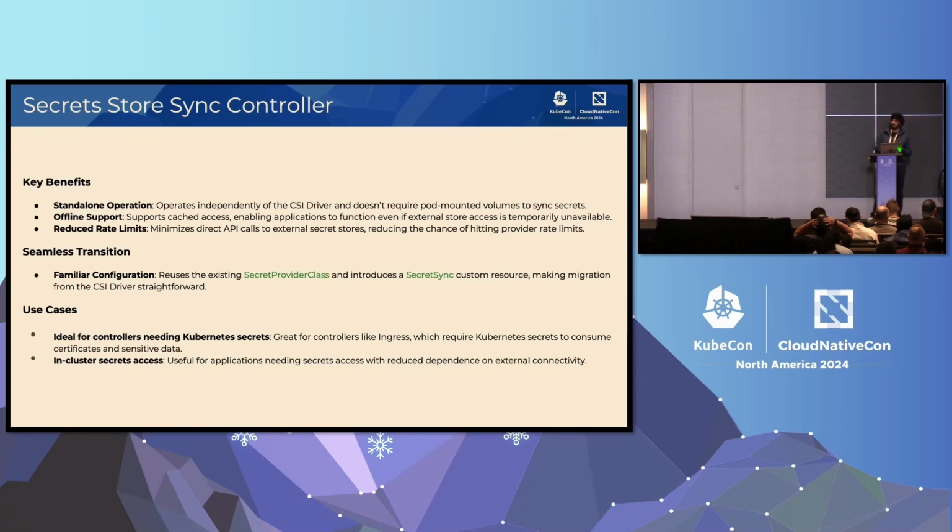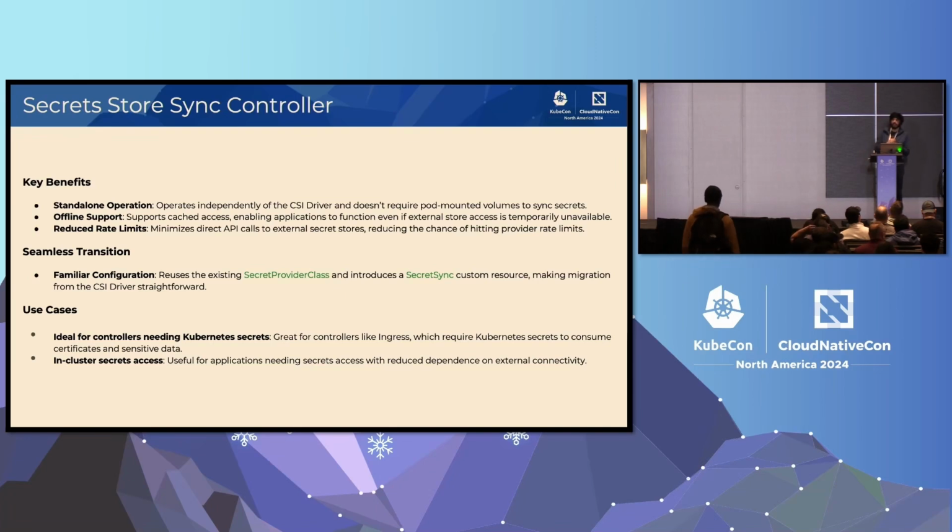Then in terms of offline support, what we mean is that once you get the secrets from the external secret store into your cluster, if there is a period of time where you have no connectivity to your external secret store, your workloads will still continue to work, because the secrets are stored in a Kubernetes secret and you can just use them across your pods. It also reduces rate limits, because you're not talking to the external secret store every single time for every pod, but rather calling it once for one Kubernetes secret, and then probably after that for rotation.